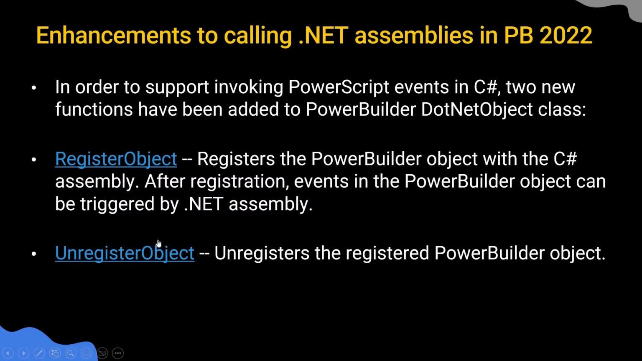There are some enhancements to calling .NET assemblies that were introduced in PowerBuilder 2022. Key among these is the ability to support invoking PowerScript events from within the C# code. And in order to do that, two new methods have been added to the PowerBuilder .NET object class. The register object method will register the PowerBuilder object with the C# Managed Code Assembly. And then after registration, events in the PowerBuilder object can be triggered by the .NET assembly. Unregister object will unregister the previously registered PowerBuilder object.